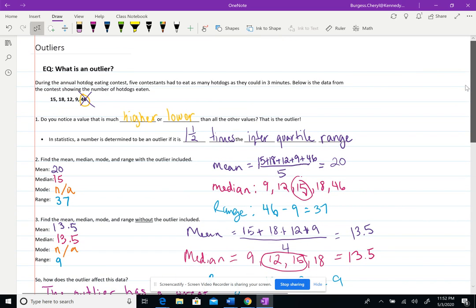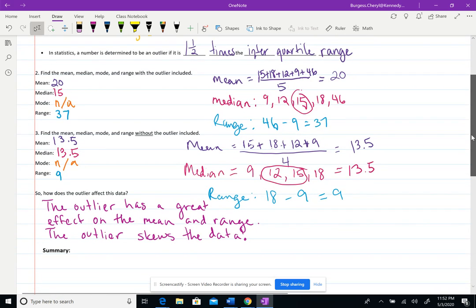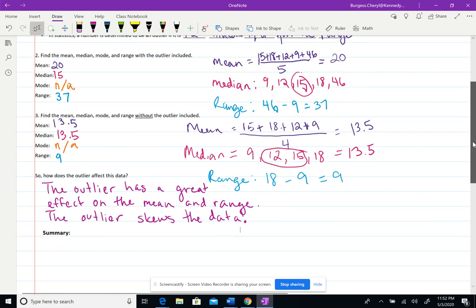So that is what an outlier is, and your IXL assignment should be pretty easy. Go ahead and write a summary, turn in these notes so I know that you did them, and go ahead and get your IXL assignments done. If you have any questions, feel free to email me anytime.